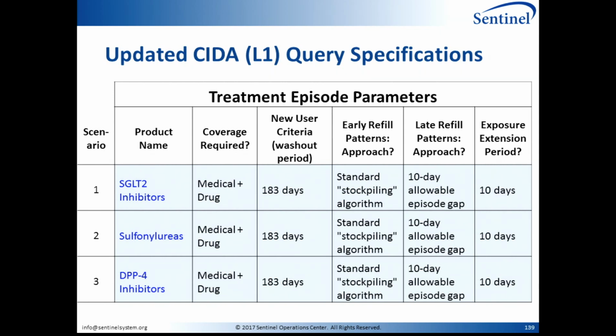And I'm going to again require that I have medical and drug coverage for the 183 days in the baseline period to establish that someone is a new user. In this case, I'm still going to use that standard stockpiling algorithm, and I'm also going to use the 10-day gap that I had before and the 10-day extension. Here I don't have it listed, but in this particular query, we also required people to be incident to the other classes, meaning that if I was going to be identified as a new user of an SGLT2 inhibitor, in that 183-day baseline period, I could have no other dispensing of sulfonylureas or DPP4s.